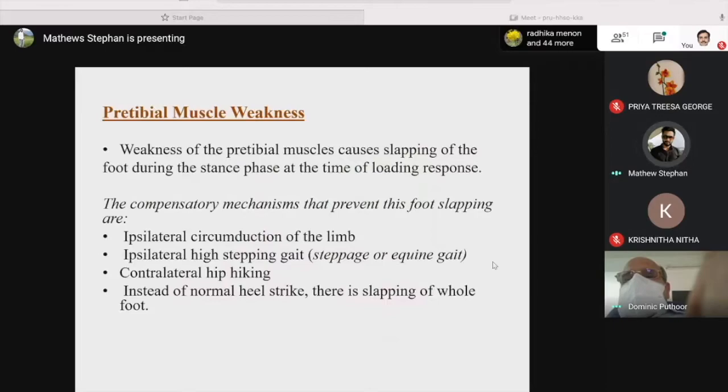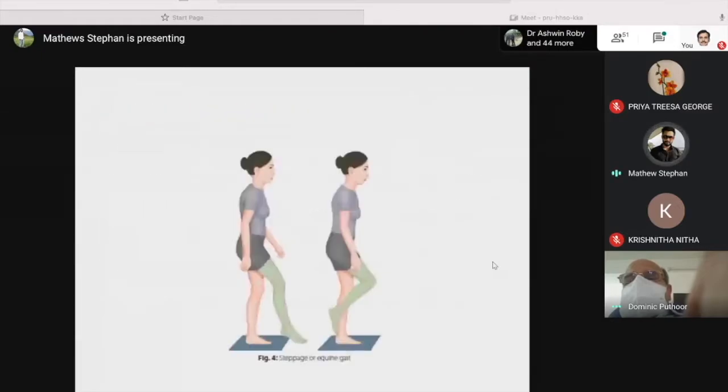Next, coming to pretibial muscle weakness, which mainly includes tibialis anterior weakness. The weakness of pretibial muscles causes slapping of the foot during the stance phase at the time of the loading response. The compensatory mechanisms that prevent this foot slapping are ipsilateral circumduction of the limb, and there will be an ipsilateral high stepping gait, also known as equine gait. Then contralateral hip hiking will be there. Instead of normal heel strike, there is slapping of the foot. So in this image we can see she is taking a high step on the ipsilateral side.